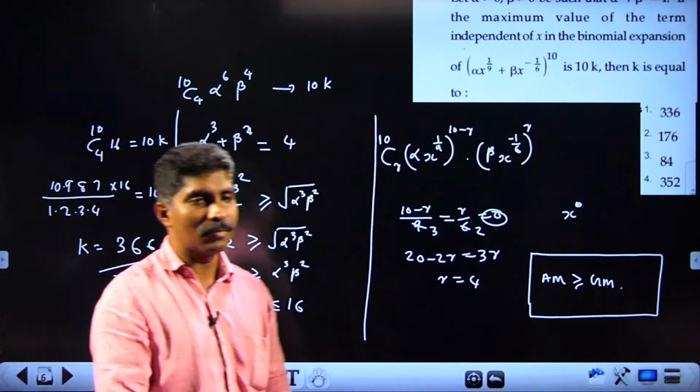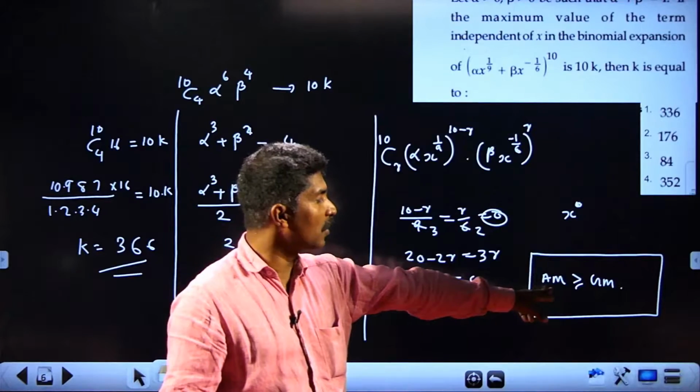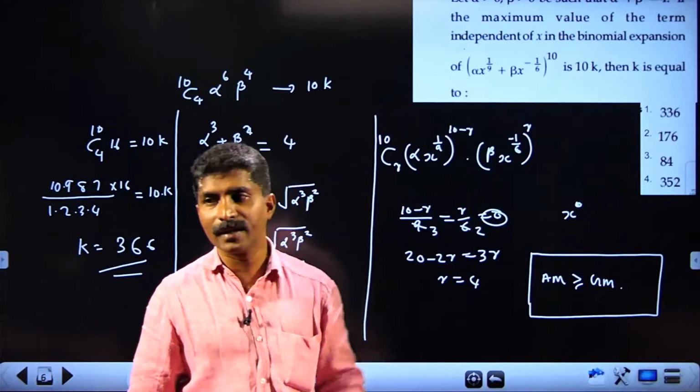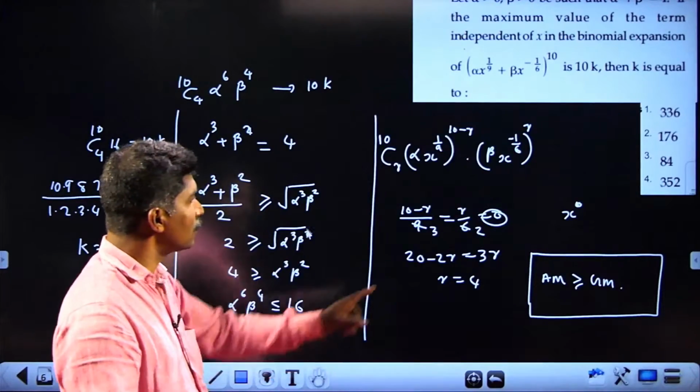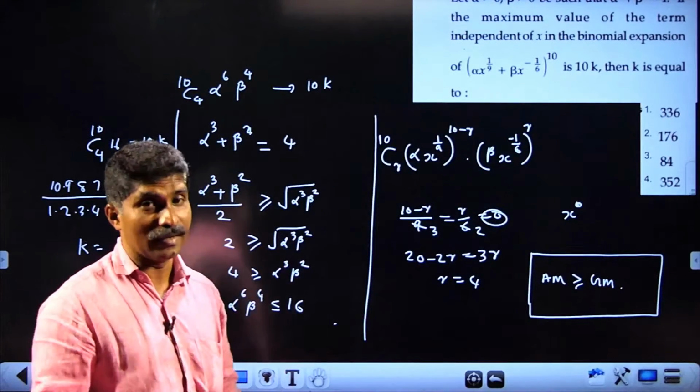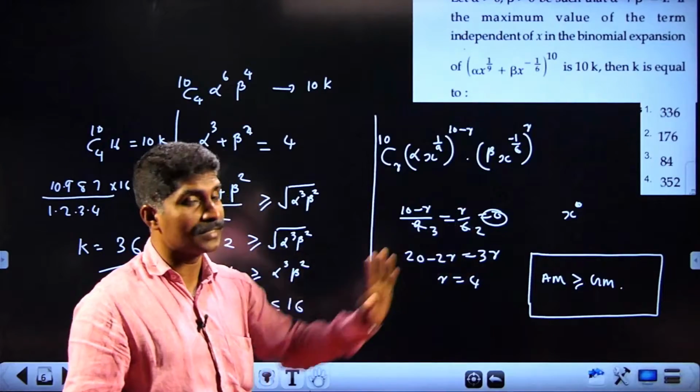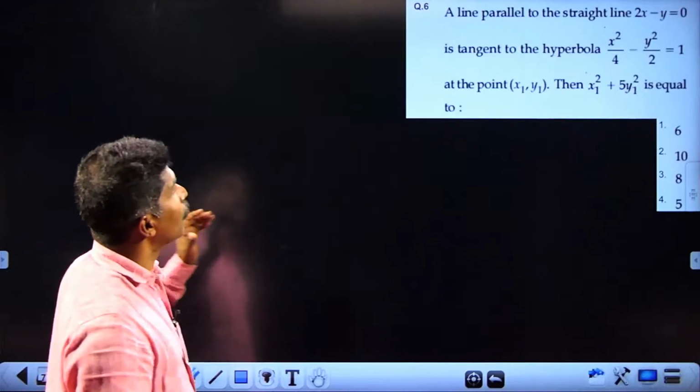The most important concept you have to remember in this problem is arithmetic mean greater than or equal to geometrical mean. You cannot see any of the entrance questions without this. Very difficult to see a question paper without this concept. We shall go to the next question.